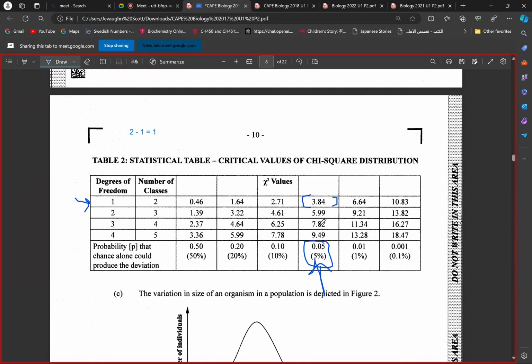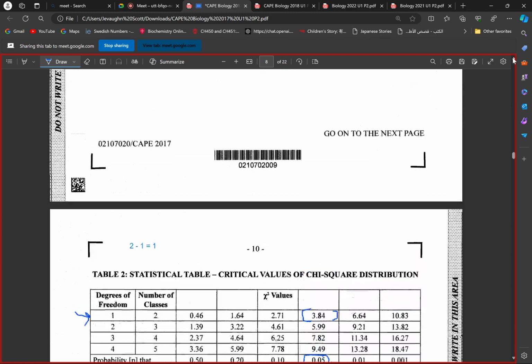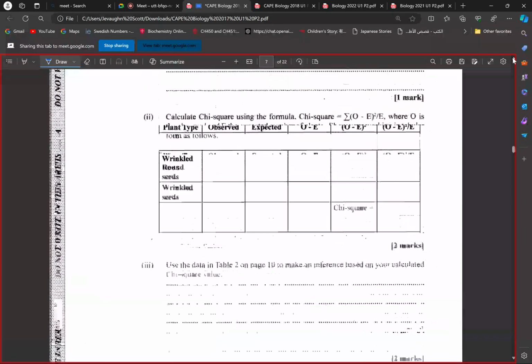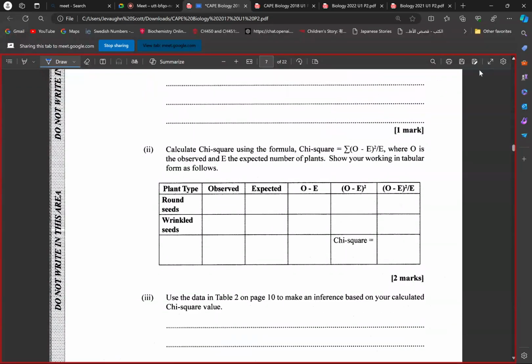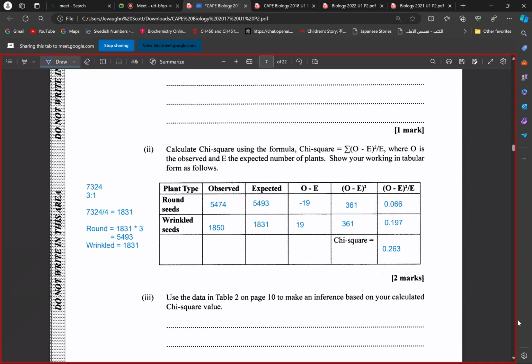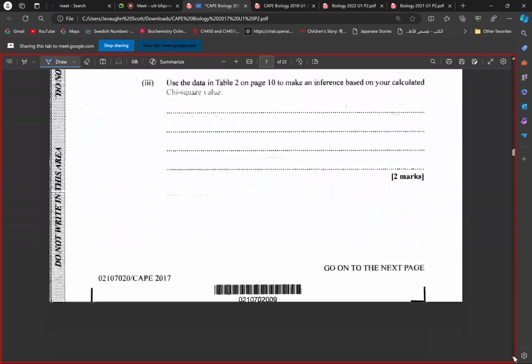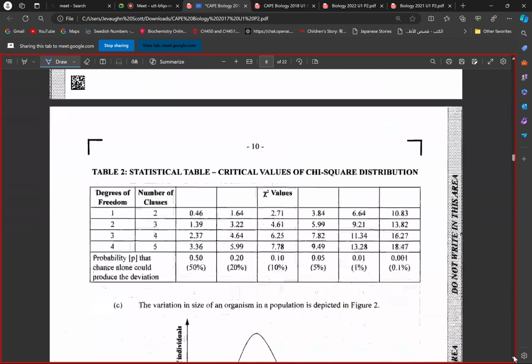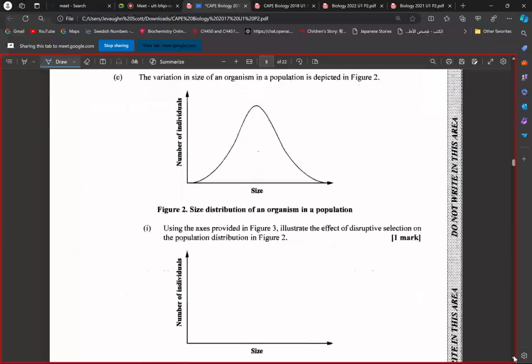That means that if our value exceeds 3.84, we would have to reject the null hypothesis, right? Because our value is 0.263 and beneath this value of 3.84, we will have to accept the null hypothesis and state that there are no significant variations between round and wrinkle seeds, and any variation is due to chance. All right, that should be lovely. That should be fine, right?